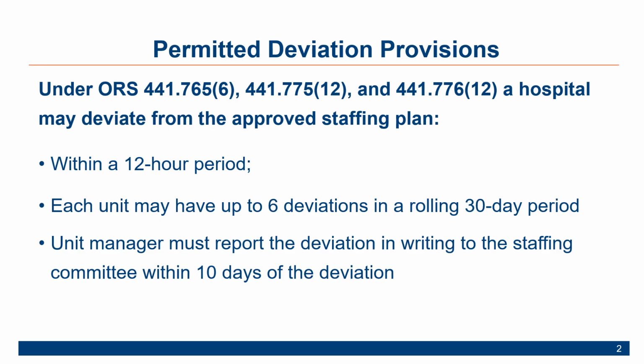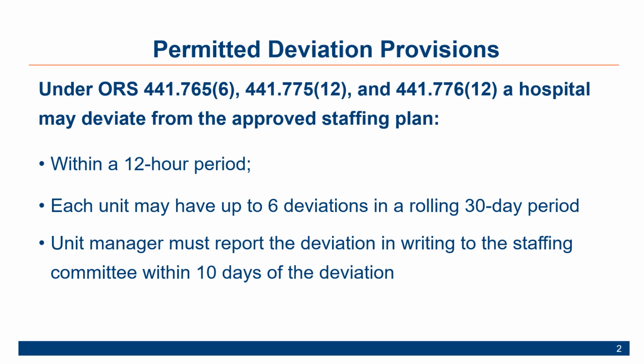Permitted deviations may include instances of staffing ratios falling below the required levels or minimum staffing levels not being met for a designated period of up to 12 hours. A deviation can last for a shorter duration. For example, a unit manager could report a 45-minute deviation. Whether the deviation is 45 minutes or 12 hours, the unit can only have 6 deviations in a rolling 30-day period. Any single deviation may not exceed 12 hours. If a deviation extends beyond 12 hours, it will require multiple permitted deviations.